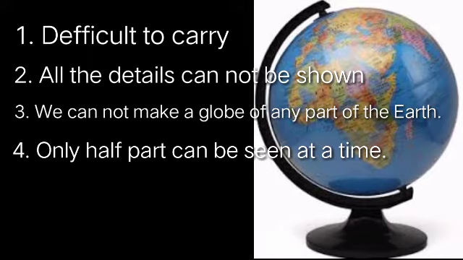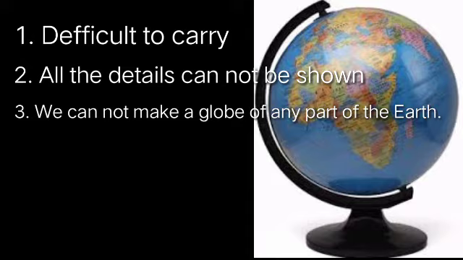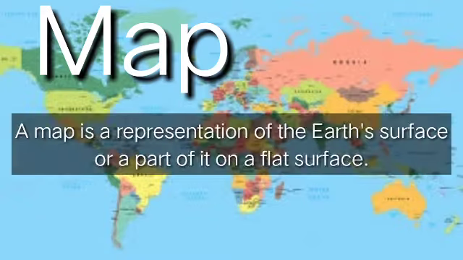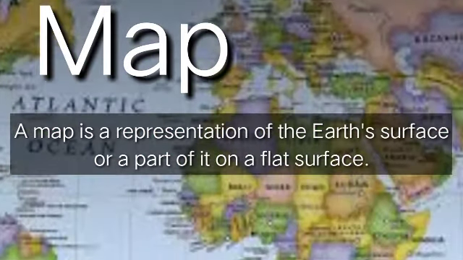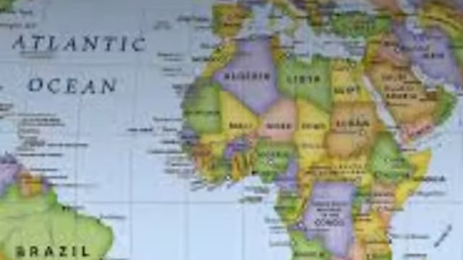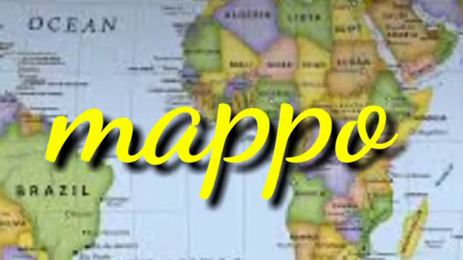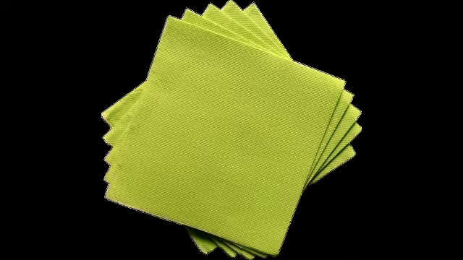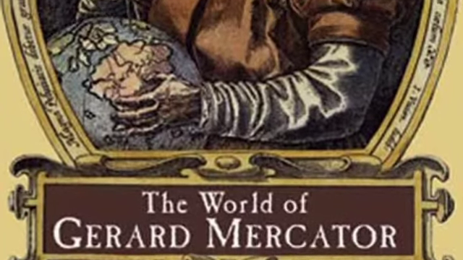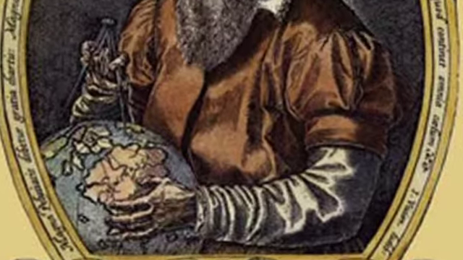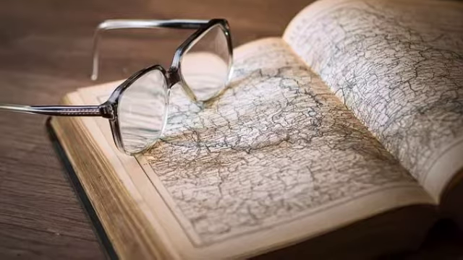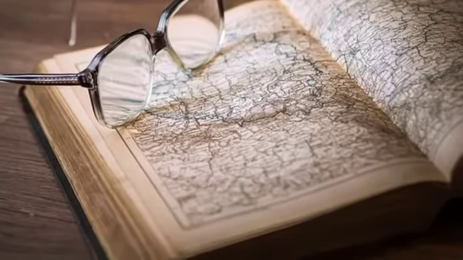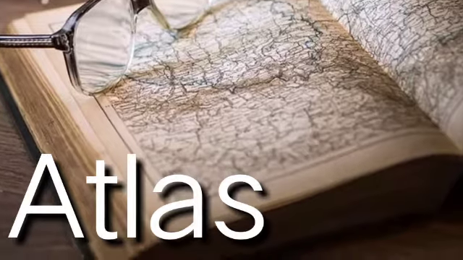For deep study of any area, we require maps. So what is a map? A map is a representation of the earth's surface or a part of it on a flat surface. The word map comes from the Latin word mappo, which means a napkin. Gerardus Mercator, a Flemish map maker, was the first to publish a collection of maps in the form of a book. A book of maps is called an atlas.